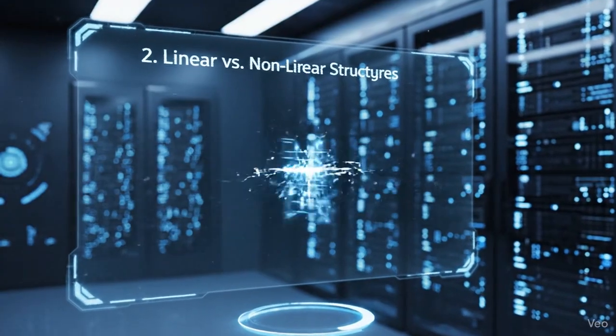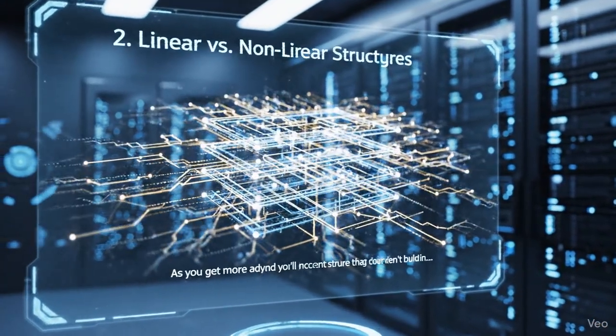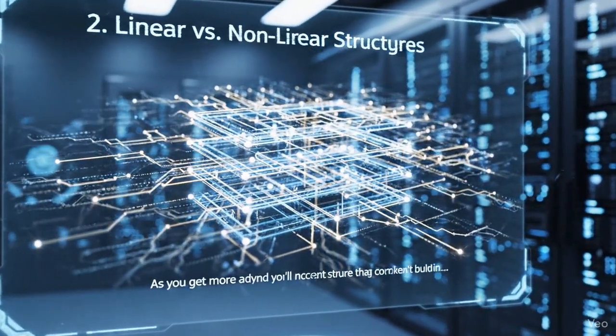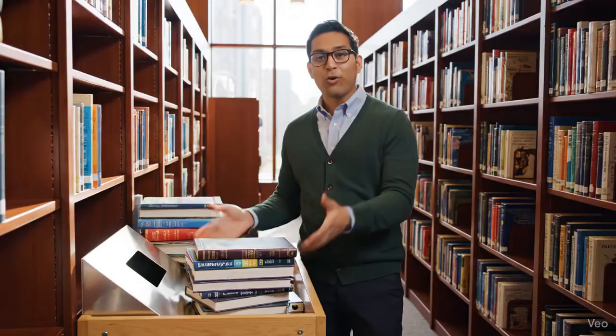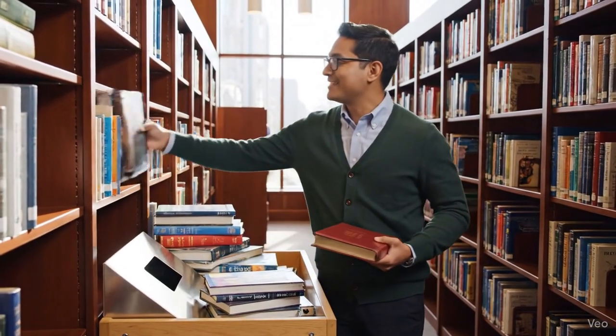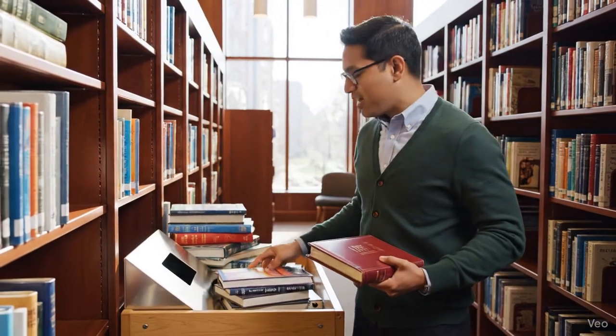2. Linear and non-linear data structures. As you get more advanced, you'll encounter data structures that aren't built in, but are vital for solving complex problems. We organize and store information efficiently. As a librarian, you use shelves, indexes, and return bins to keep things orderly.